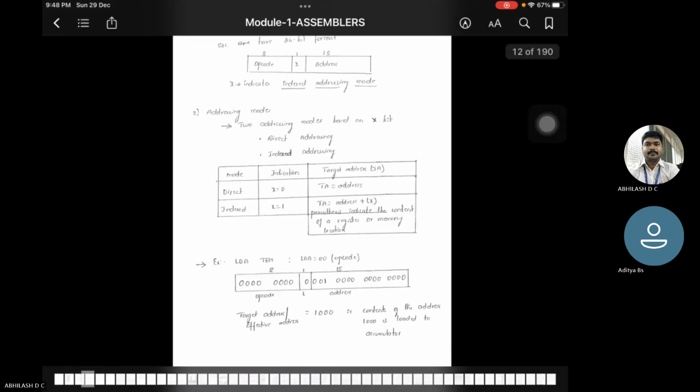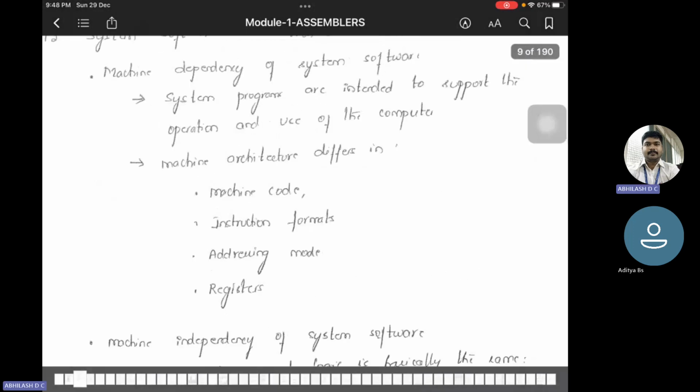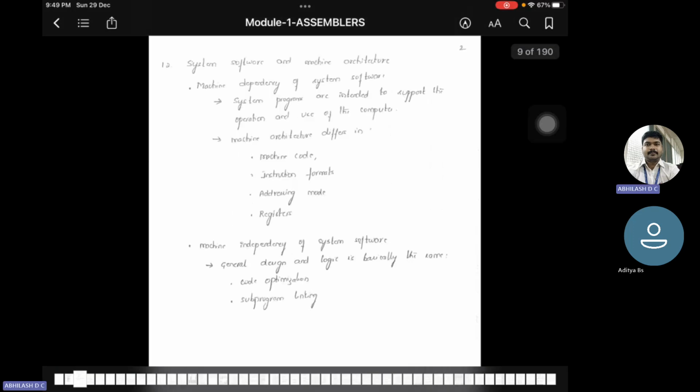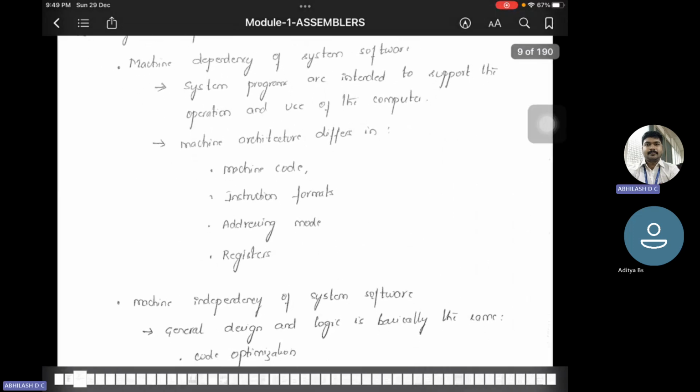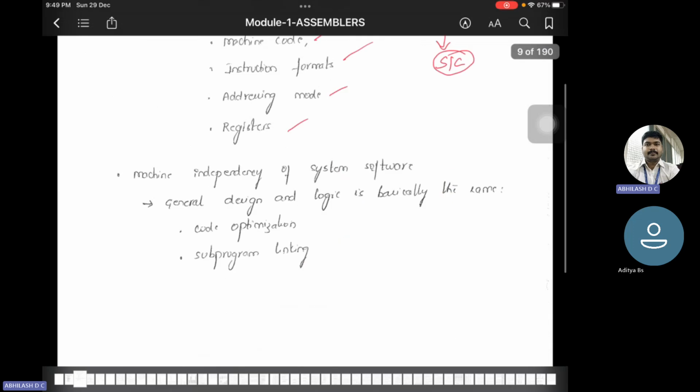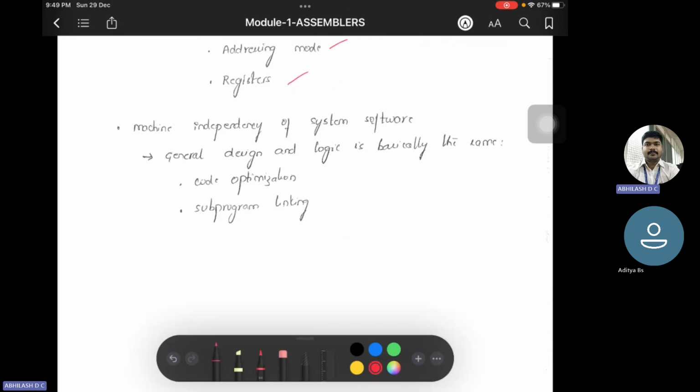Okay. So next we speak about the concept of the architecture, right? The architecture of system software. The common thing of system software, as we just saw, is that system software is machine dependent. System programs are intended to support the operating system. They are supporting the operation and use of the computer. So machine architecture defines or differs in the machine code, in the format, in the addressing mode and registers. So these are the changes when we see with respect to the system software, right? So majorly here we speak about the SIC, Simplified Instruction Computer, and how exactly that is. Machine independency of system software majorly will take care of the design and logic, code optimization, and subprogram linking.